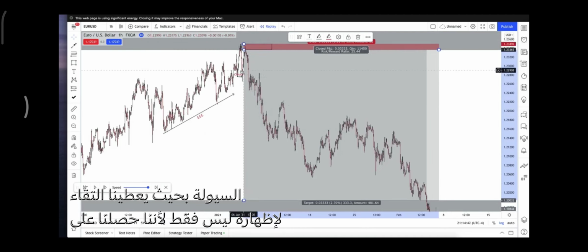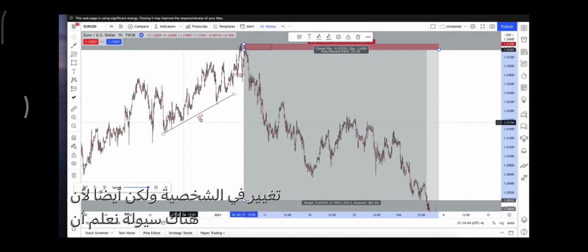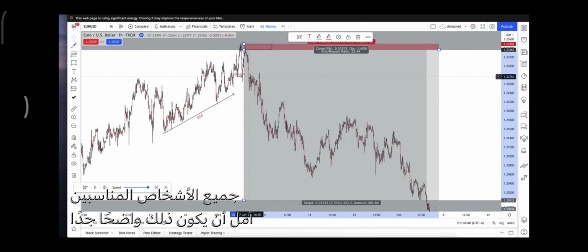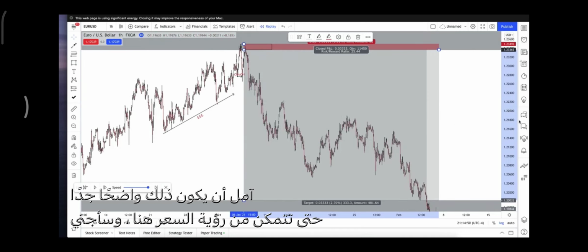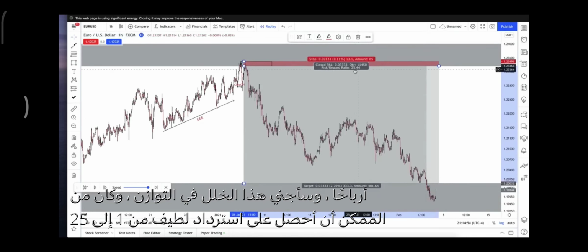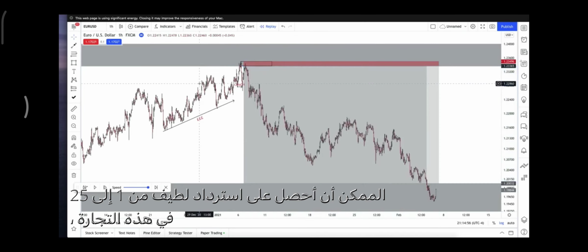Not only because we've got a change of character, but also because there's liquidity that we know the reversal is going to seek. Alright guys, I hope that was very straightforward. So as you can see, price has hit our take profit and filled in that imbalance. Could have secured a nice 1 to 25 risk to reward on this trade.